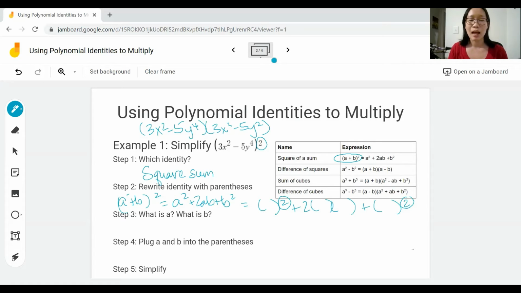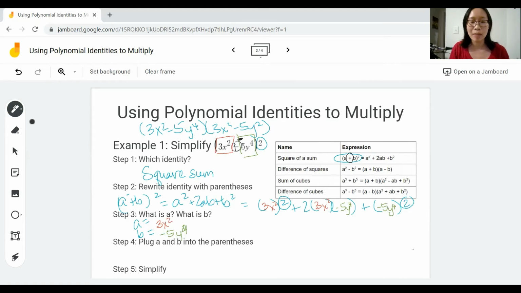My third step is to ask, what is a and what is b? In this example, it might feel tricky because we have a subtraction sign here and we need it to be addition, but I can just rewrite that by saying plus a negative, because subtraction is the same thing as adding a negative. So then now I can see clearly that my first term that I'm adding is 3x squared. So my a is going to be 3x squared, and my b is the negative 5y to the fourth. And now that I know what my a and b are, I can just fill them in the appropriate spots.